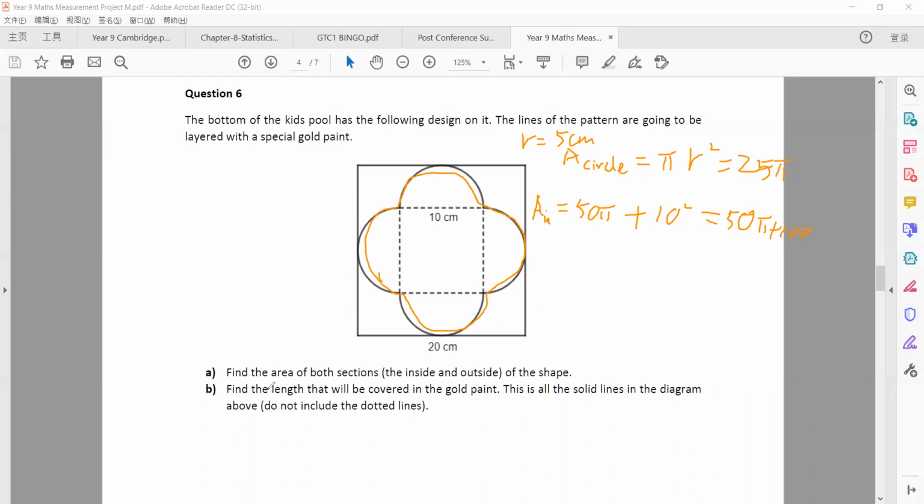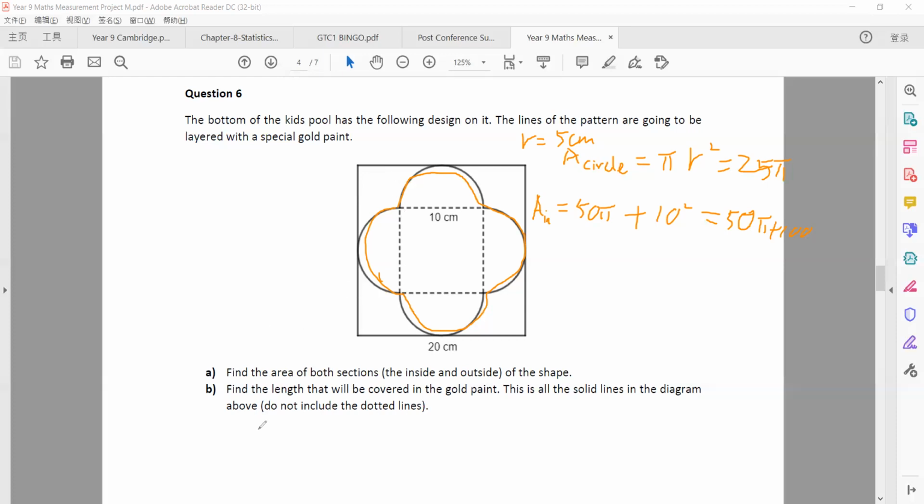And for the second question, it asks you to get the length that will be covered in the gold paint. So you need to include all the solid lines in the diagram. So you do not include the dotted line. So what do you do for this one? For all the solid lines, that's also the circle. Here we have 4 half circles, which means we have 2 circles.